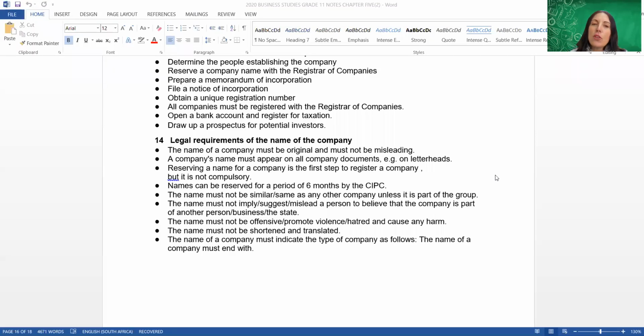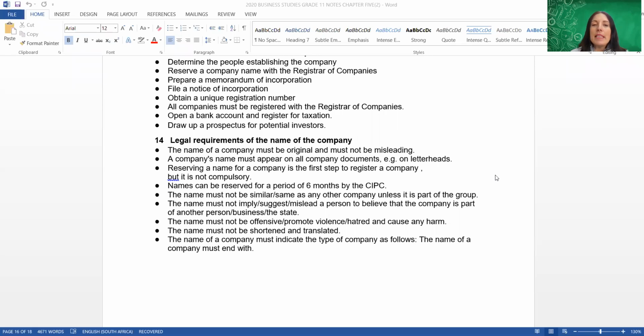And as we said, it must not imply, suggest, or mislead a person to believe that the company is part of another person or the business or the state. But the CIPC will sort those names out anyway. And then the name must not be offensive, promote violence or hatred, or cause any harm. So your name must be legit and nice on the ear. And the name must not be shortened and translated. So it can't be just an abbreviation. It should be a full name.